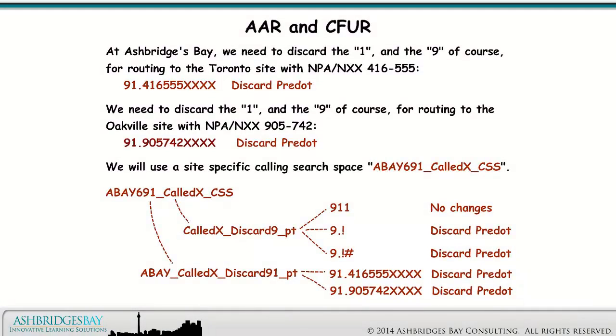At Ashbridges Bay, we need to discard the 1 and the 9, of course, for routing to the Toronto site with NPA NXX 416-555. We need to discard the 1 and the 9, of course, for routing to the Oakville site with NPA NXX 905742. We will use a site-specific calling search space, ABay691, called-X calling search space.